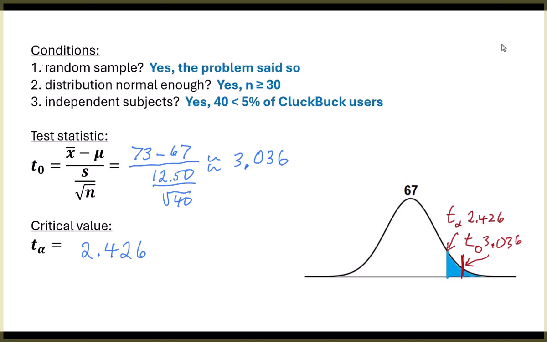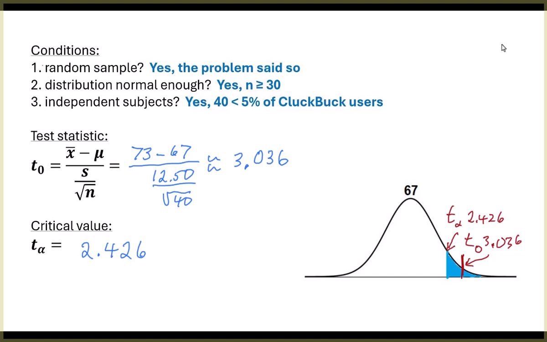And if you know what you're looking at here, you can tell me at this point right here whether you're going to reject the null or not. Now notice T alpha marks that dividing line, that if we cross that into the blue territory, we're going to reject the null. Well, T0 did. So I know at this point right here, just from my drawing, I'm going to reject the null.